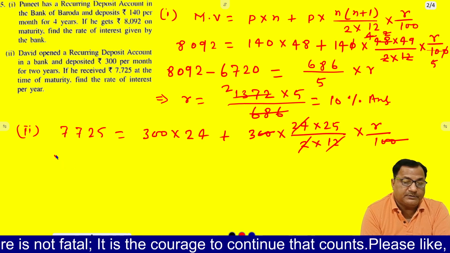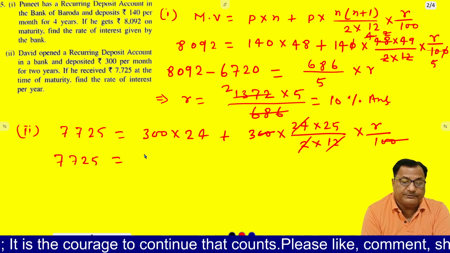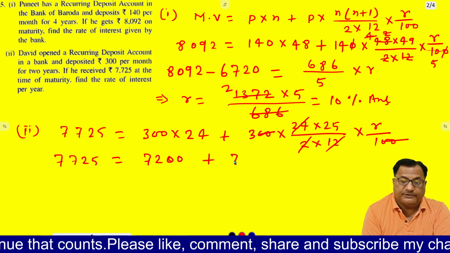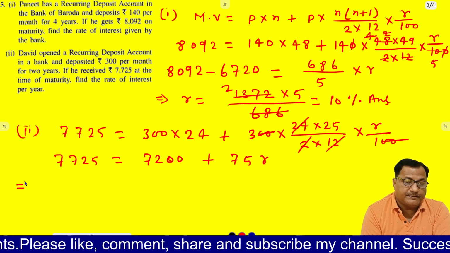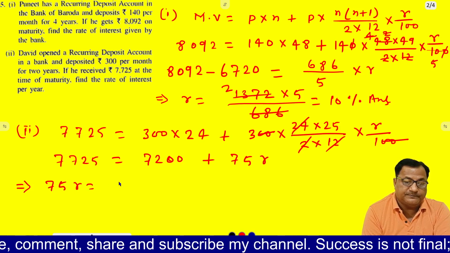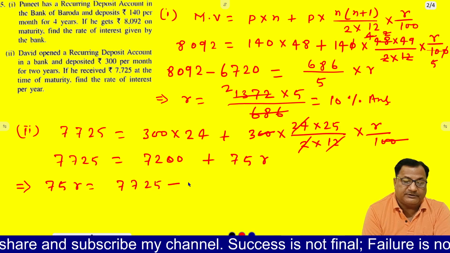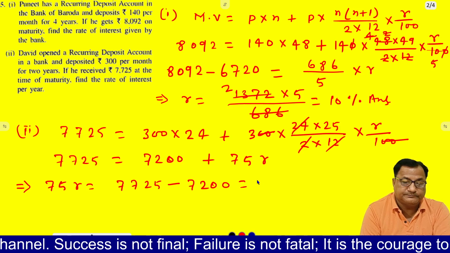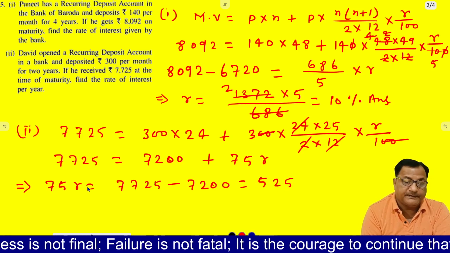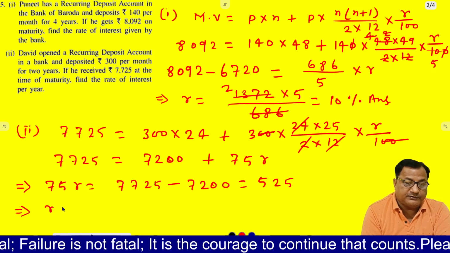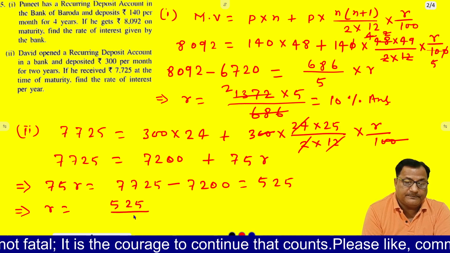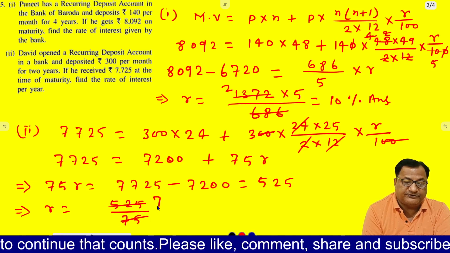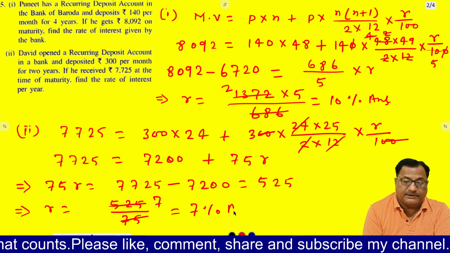So five R equal to 775 minus 0 is equal to, then R is equal to 525 by 75. 7 should be cut by 7. So 7% will be the answer.